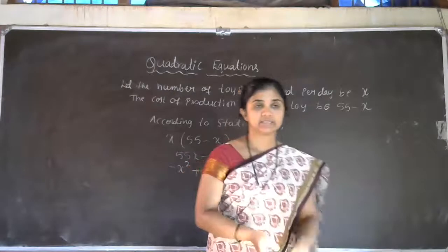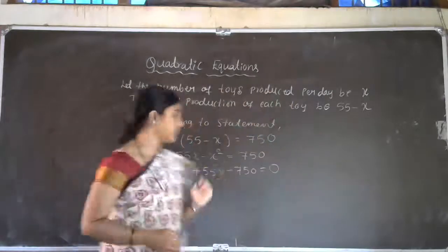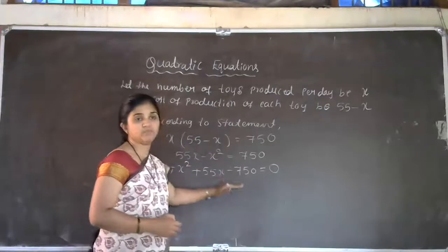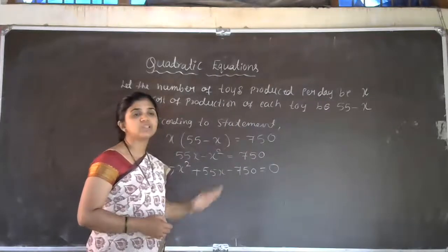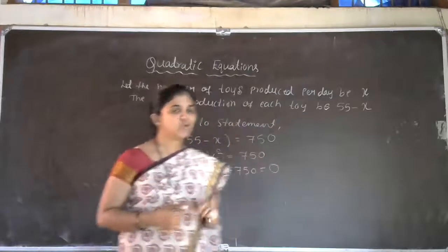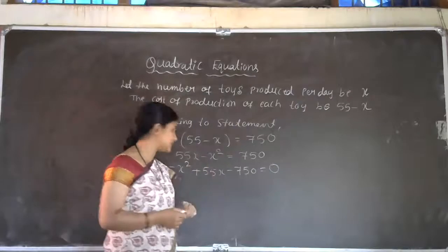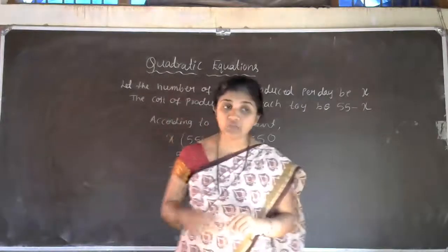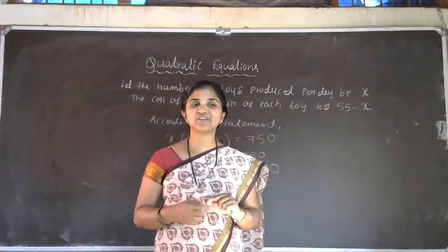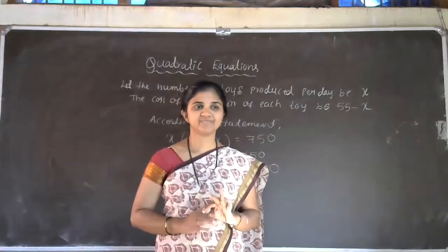Okay, yes. Now we have to continue. Let us discuss how to solve this equation. How to solve this quadratic equation? Minus x square plus 55x minus 750 is equal to 0. How to solve this equation, students? Now we have to solve this equation.